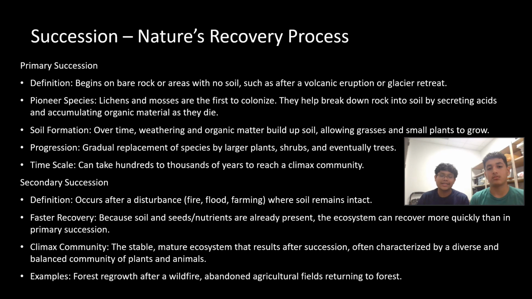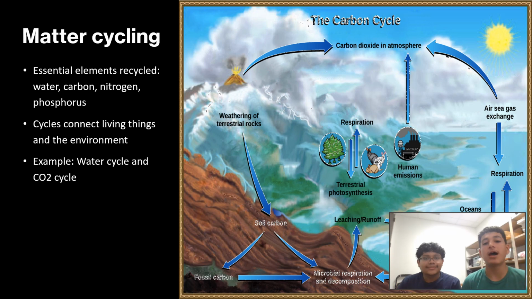And basically, it just resets, but the soil is still good, allowing it to be a quicker process rather than gradual. Now we have matter cycling, which is essential elements recycled, like water, carbon, nitrogen, and phosphorus. Cycles connect living things and the environment. Some examples are the water cycle and the CO2 cycle.